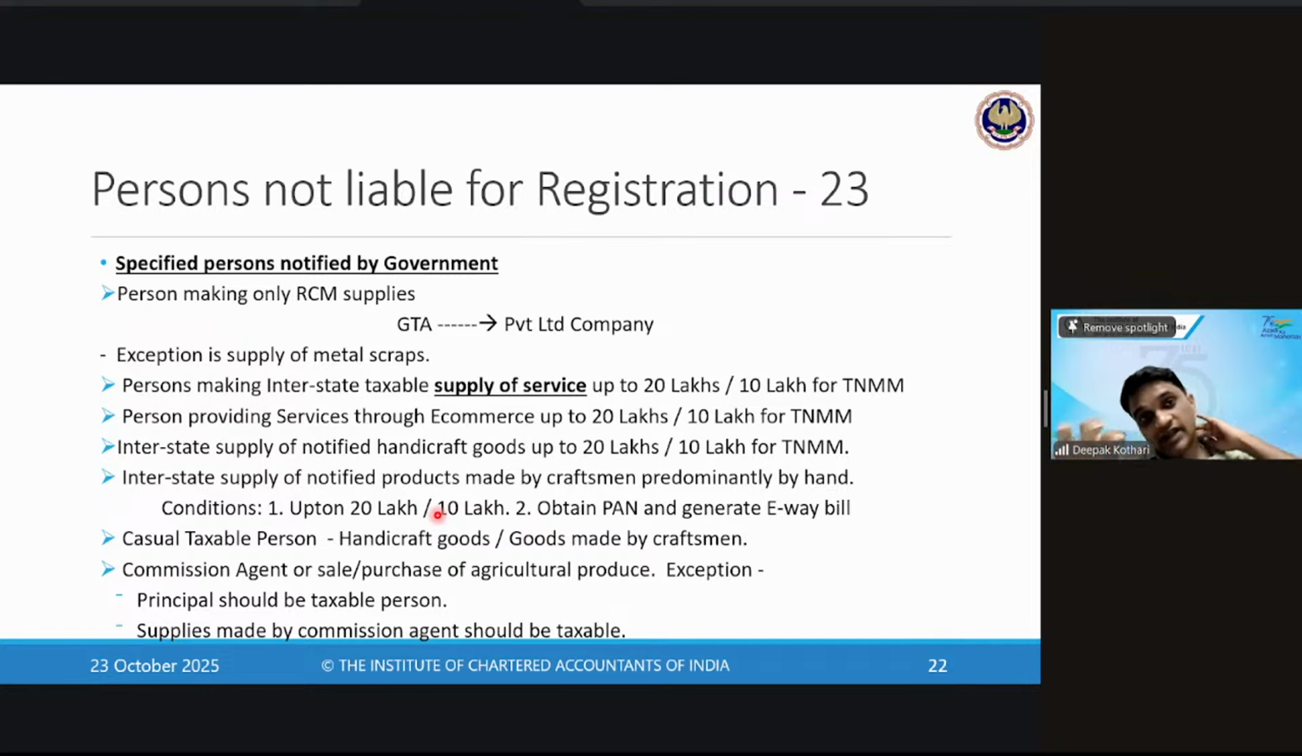We have seen that under the exemptions, right? Under exemptions, a person who is in the APMC yard, he's finding the buyer and seller. He is an agricultural agent. So such agents are exempted. So here he is not taxable. The exception is that the principal should be a taxable person and the supply made shall be taxable. But that is if he is dealing with non-agricultural goods.